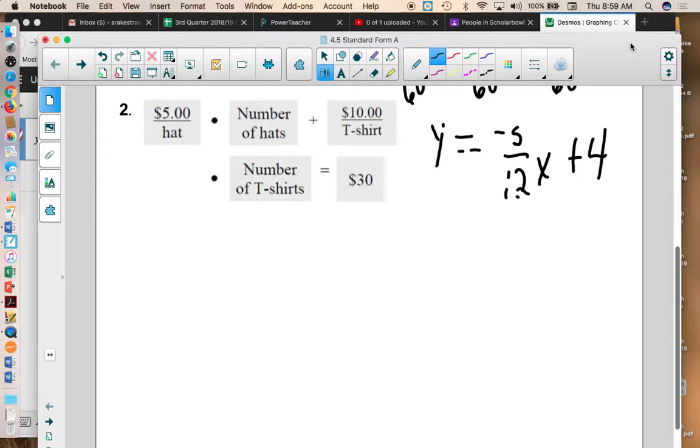Justin: 5x plus 10y equals 30. Justin says 5x plus 10y equals 30. Does everybody see what x stands for? Haley, what does the x stand for? The x stands for number of hats. Good, it's the number of hats. What is the y standing for in this case, Grace? Number of t-shirts. Good job, number of t-shirts, okay?